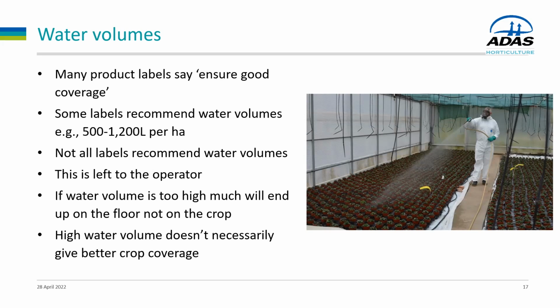But the main message being, if water volume's too high, much of it will end up on the floor, not the crop. So the lower the water volume, generally, the better the retention on the crop. Because what happens as you put a higher volume on, the spray droplets coalesce under the influence of gravity, and then they start to drop off. So spraying to a point of runoff is not really best practice. Next slide, please.